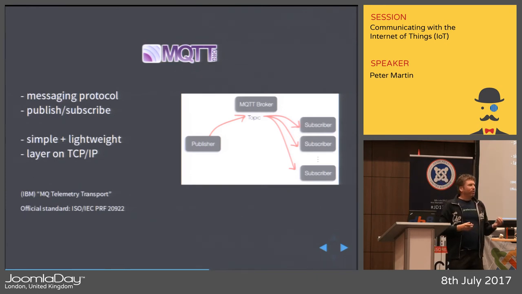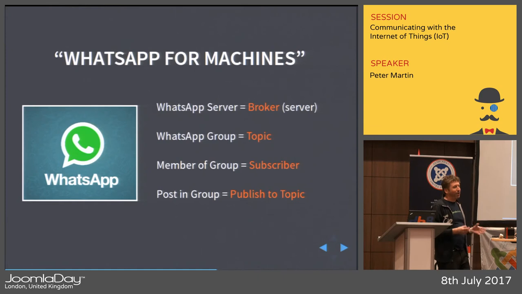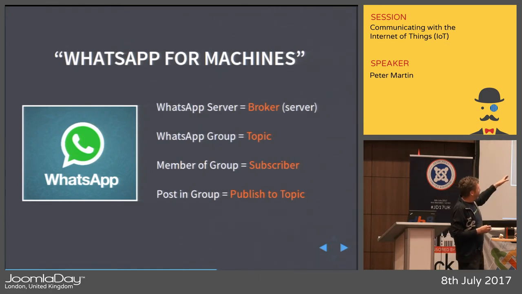And it sounds a bit abstract, doesn't it? You use WhatsApp, I think, on the phone. You have WhatsApp with groups. Okay, MQTT is just WhatsApp for machines. So with WhatsApp, you have a WhatsApp server. In my case, I will use an MQTT server. With WhatsApp, you have the groups, and the groups are topics for MQTT. And you have members, and you can post in a group or publish to a topic. So they're really comparable.